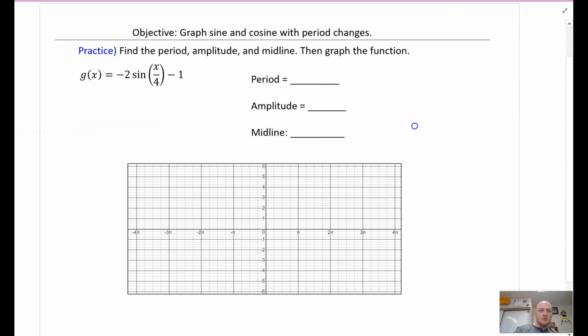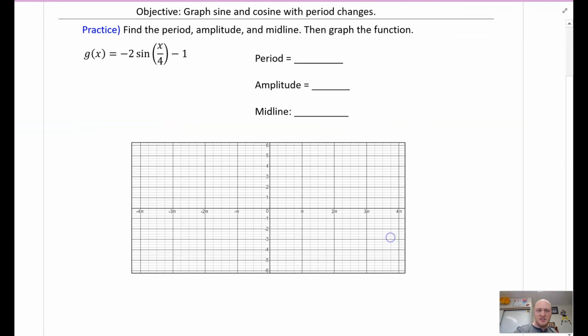Here's practice problem number 2. Pause the video, you know the drill. Okay, hopefully you paused the video. Here is the solution to the period. Again, period is 2 pi divided by your b, so divided by 1/4.